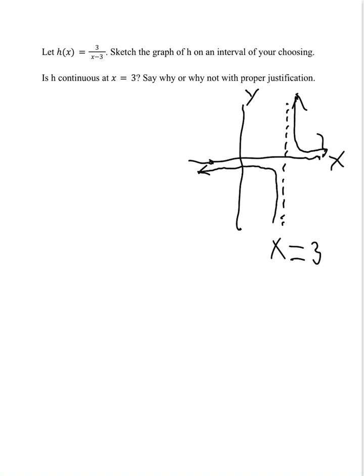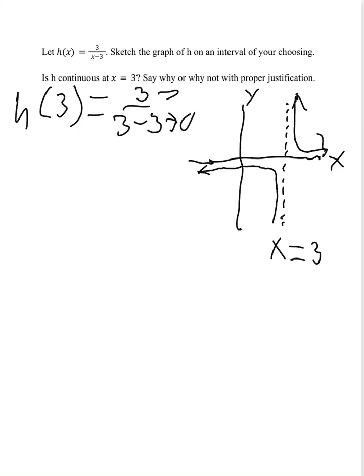So let's plug in the point. h of 3 equals 3 over 3 minus 3, which is 3 over 0. So that does not exist. So at x equals 3, h does not exist. And then we could be done right there, but I'm going to keep going just to show you what it looks like with all the reasoning points.